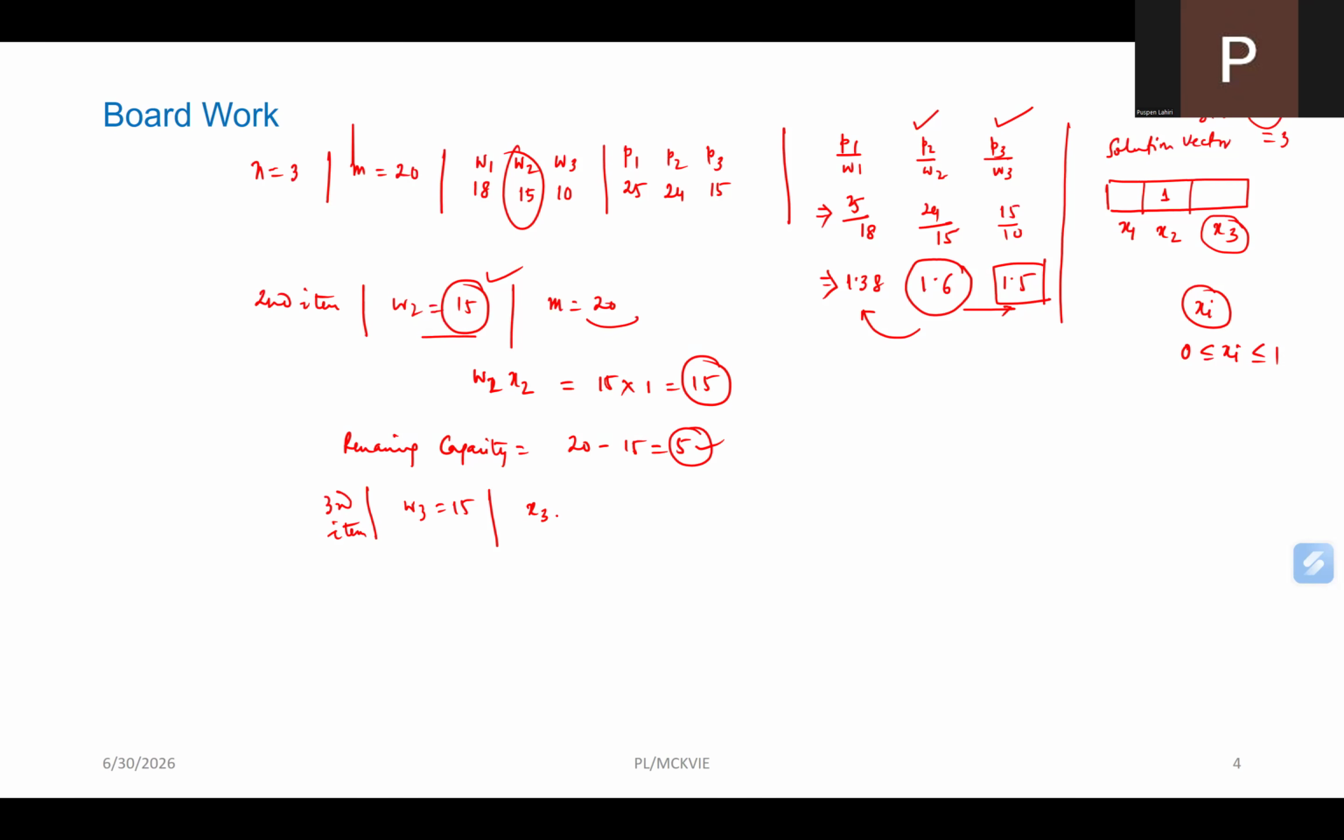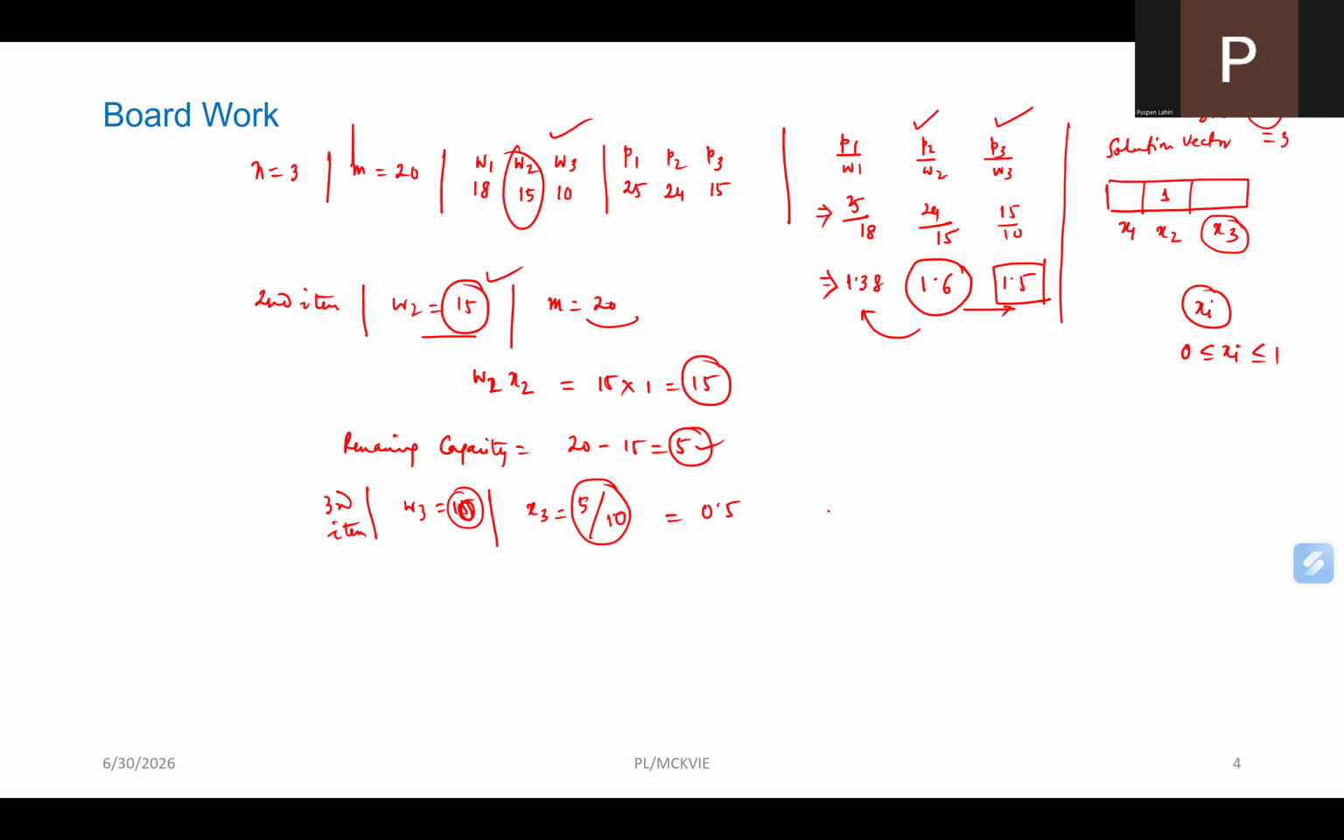So X3 is the remaining capacity of the knapsack, which was 5, divided by the weight of the currently selected item. The remaining weight is 5, and sorry, here W3 equals 10. I'm sorry. So here it is 5 by 10. That is the contributing factor that decides the amount of the third item you are supposed to put into the bag. So it is 0.5.